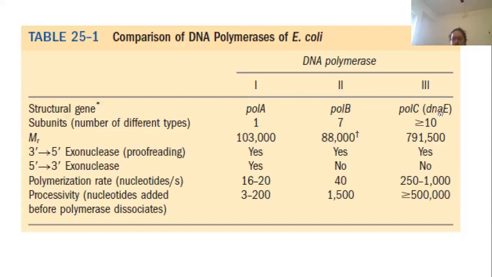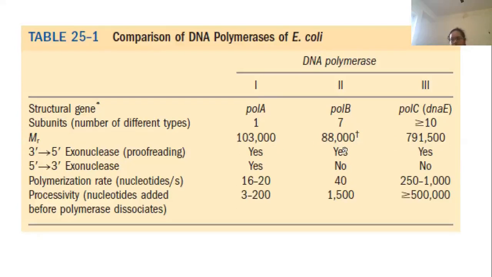For the structural gene, we know that each enzyme is synthesized by some gene. So what are the structural genes which synthesize these 3 different enzymes? They are also different. For example, the Pol A or polymerase A gene will synthesize DNA polymerase 1. The Pol B gene will synthesize polymerase 2, and Pol C, or DNA E, which is another name given in the E. coli bacterium, will synthesize the polymerase 3 enzyme.